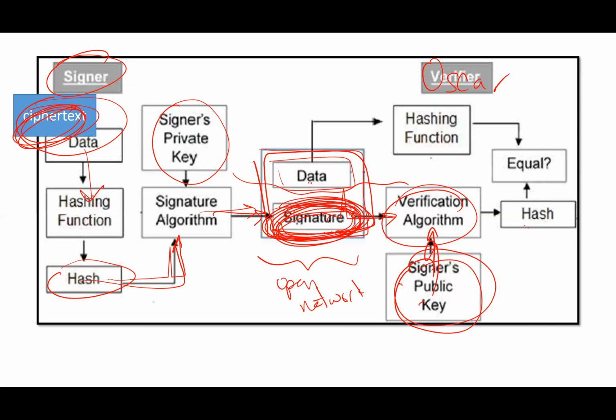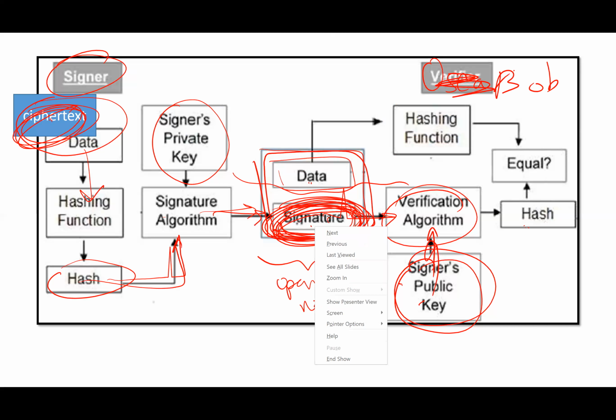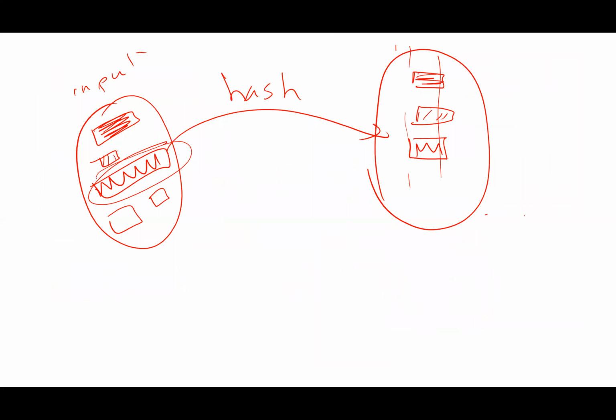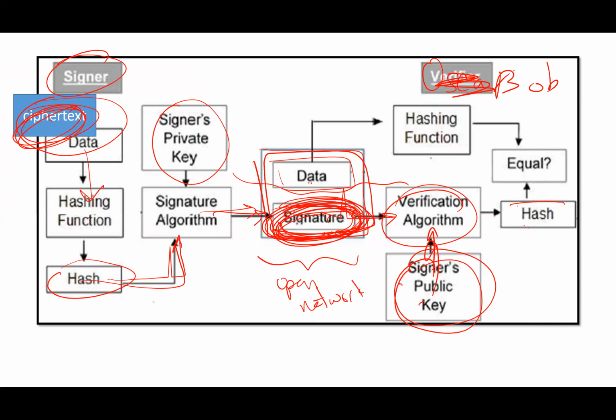Yes, Oscar can receive it. Oscar can decrypt the signature, but that's not going to help him much, right? But now imagine if Bob receives it. So Bob is going to do what? He's going to take my signature, use my public key, and decrypt this and take the output, which is a hash, right? Which is a hash, and hold on to it.